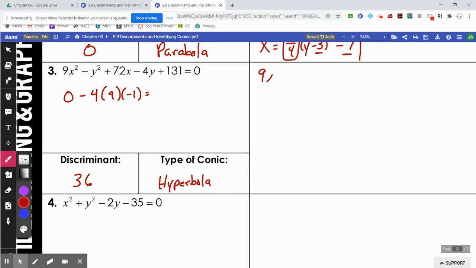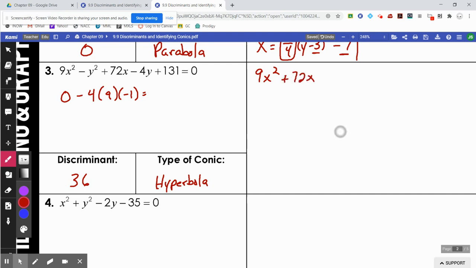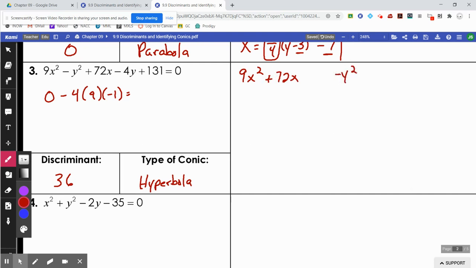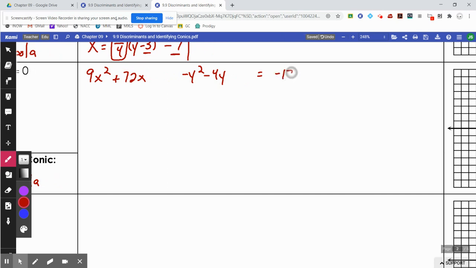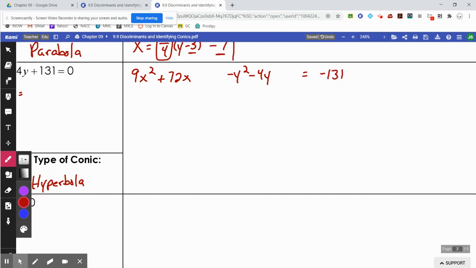Let's leave all of our x stuff together. So you have 9x squared plus 72x. Leave a space. A negative y squared with the negative 4y. Leave a space. And all the constants get moved to the other side, so equals negative 131. Next thing we're going to do, if there's a number in front of x squared and y squared, we factor it. So 9 times x squared plus 8x, leave that same space. Factor out the negative and you're left with y squared plus 4y. Leave a space to complete the square, equals negative 131.